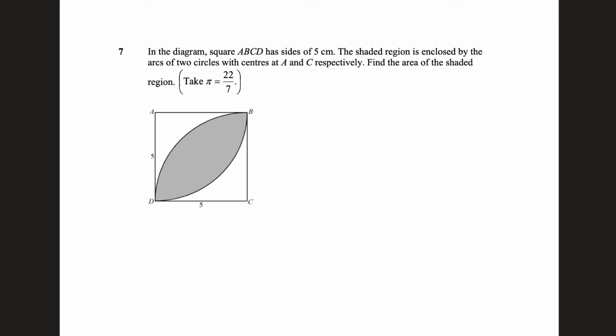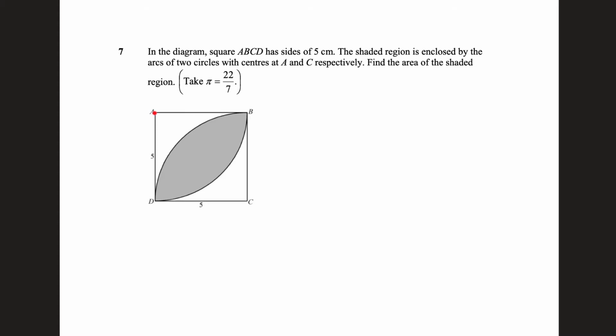Alright, question 7 of the mensuration series. In the diagram, square ABCD has sides 5 cm, okay? And the shaded region, as you can see, is enclosed by the arcs of two circles with centers A and C respectively. So let's look.